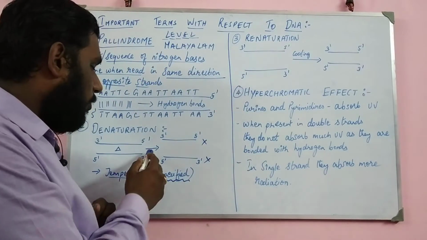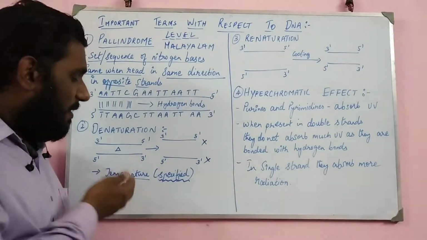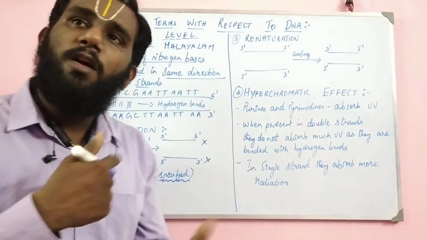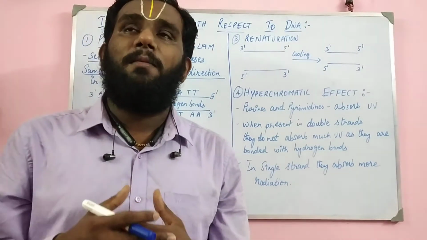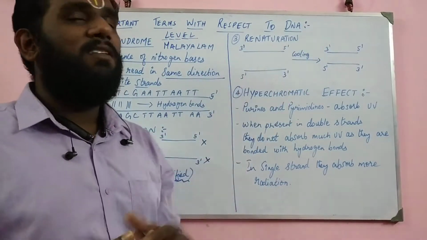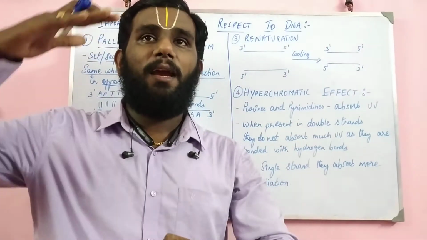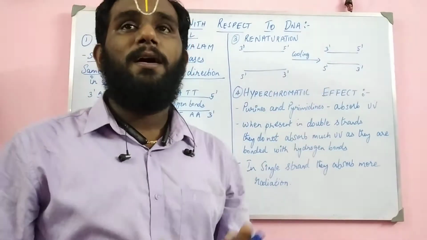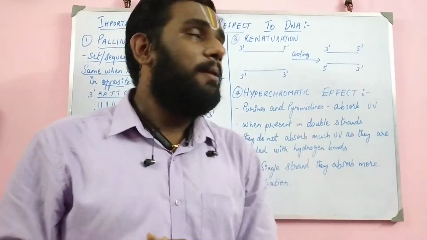Now see here, for denaturation, what we have done is we have just increased the temperature. So what is the opposite of it? We need to cool the temperature. When you bring the temperature down, what happens? Renaturation takes place. Two single strands of DNA completely come together and they form a double-stranded DNA.